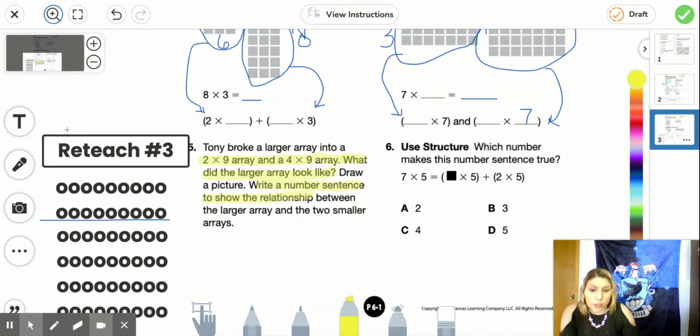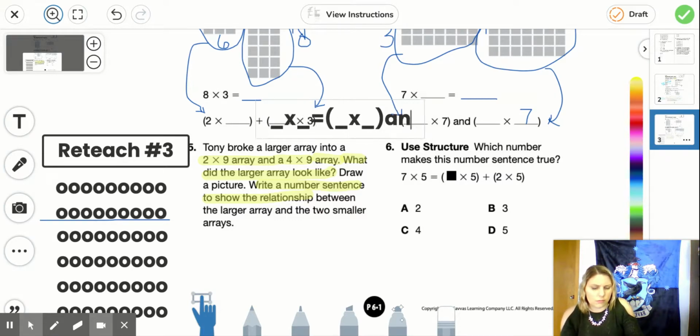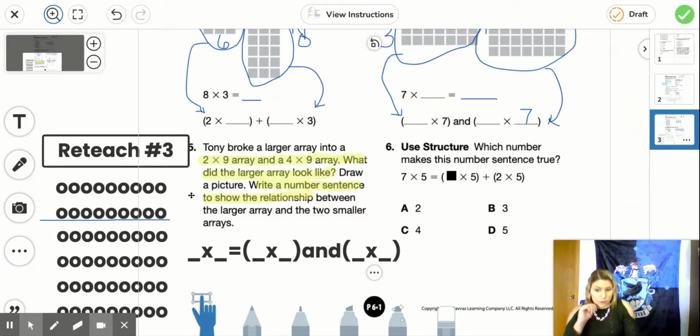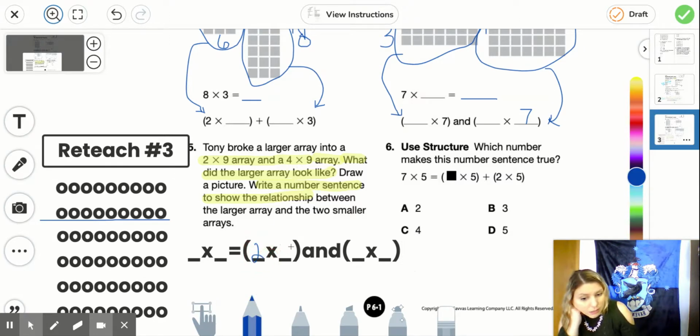So it's just going to be like the ones over here. A number times another number equals, whoops. There we go. Something like this, right? A number times a number, so your total array, is the same as your 2 times 9 and your 4 times 9, which are right here. They give those to you in here. So your 2 times 9 and your 4 times 9. So all of this is part of number 5. You got to get all of those points in there.